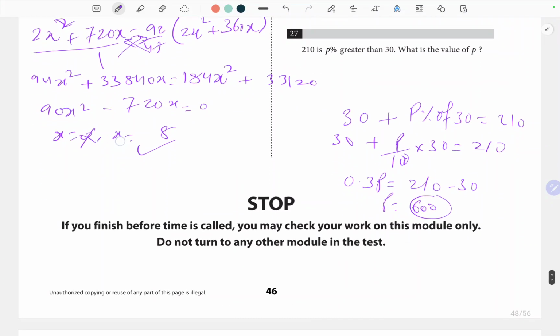Okay, stop now. If you finish before time is called, you may check your work on this module only. Do not turn to any other module in the test.